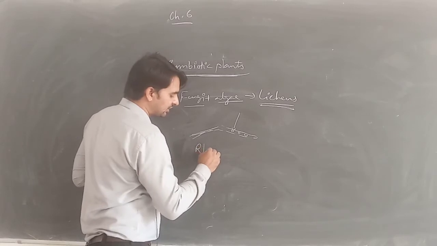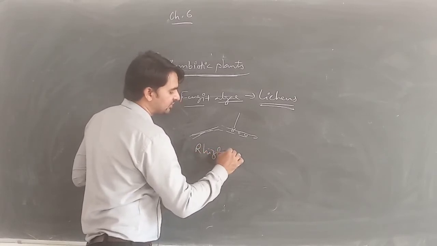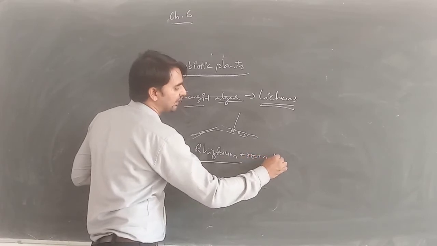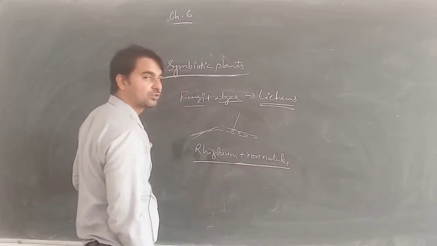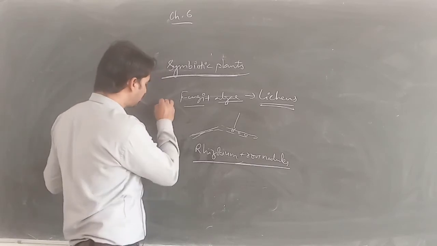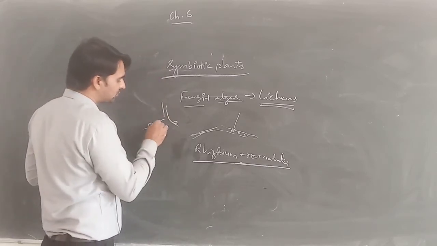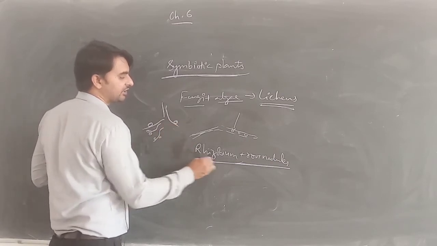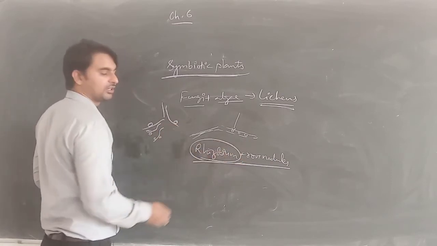A similar example is rhizobium bacteria. This rhizobium bacteria lives in the root nodules of leguminous plants, in the roots of leguminous plants. Those roots will have some small swellings here and there. They are nothing but the places where rhizobium bacteria is living or surviving.